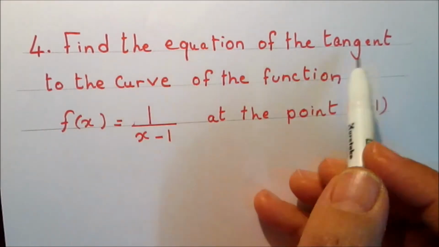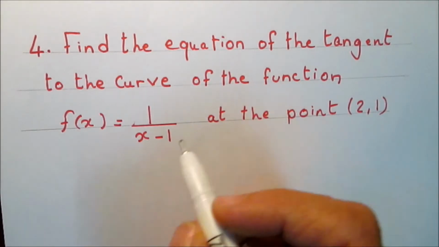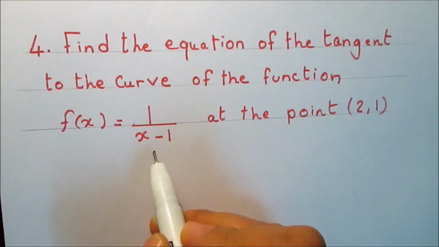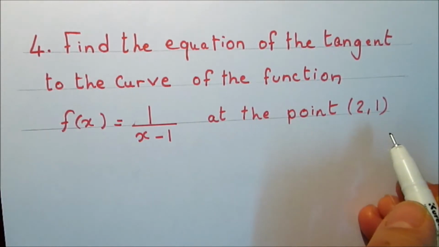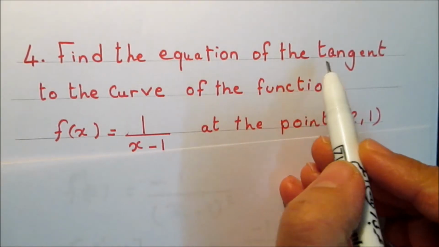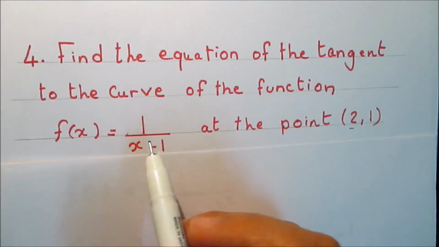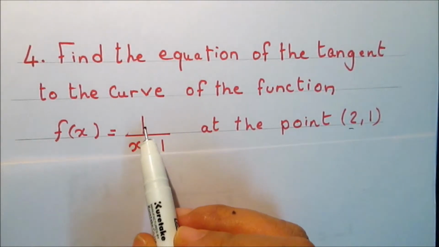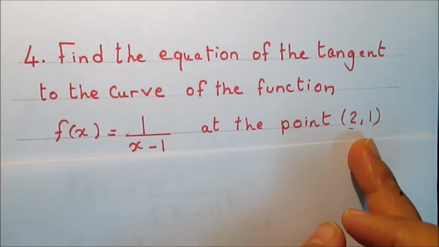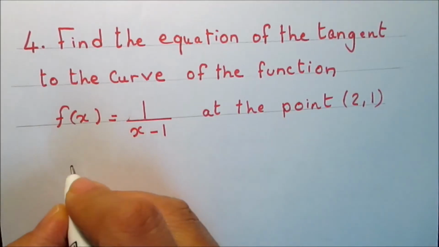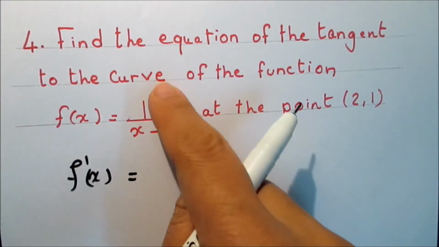Find the equation of the tangent to the curve of the function f(x) equals 1 over (x minus 1) at the point (2, 1). To find the equation of the tangent to the curve, we need to find the slope of the tangent. The slope of the tangent equals the first derivative of the given function at the required point. So let's find f dash of x. We have a quotient.